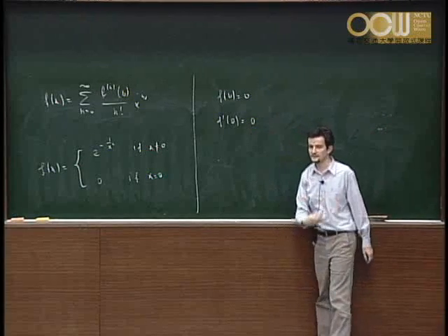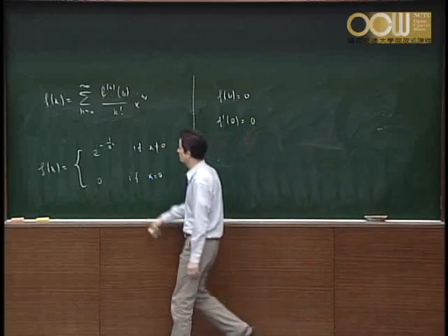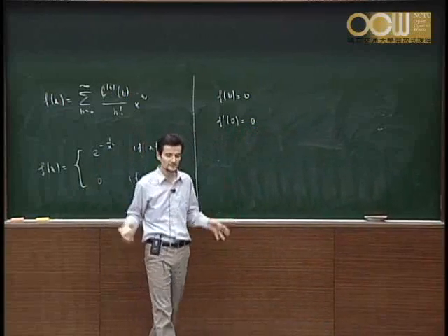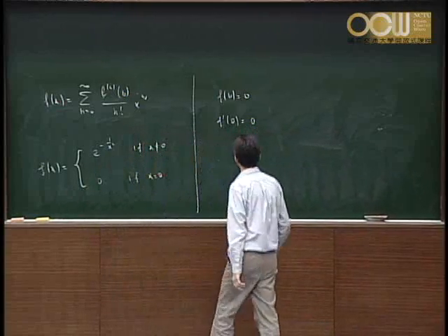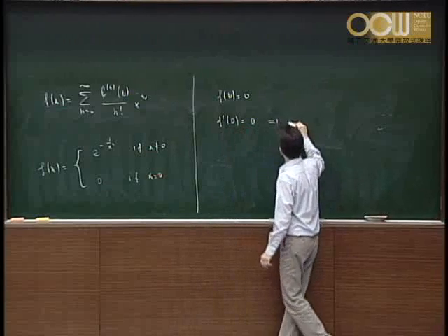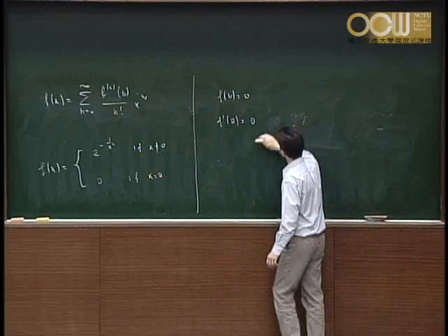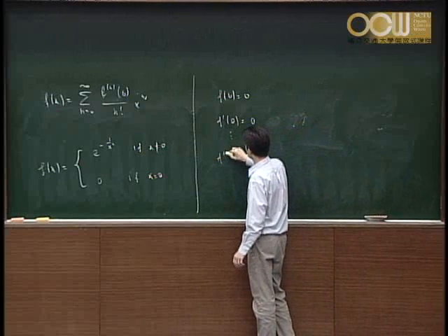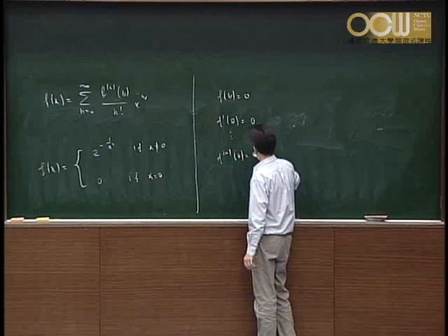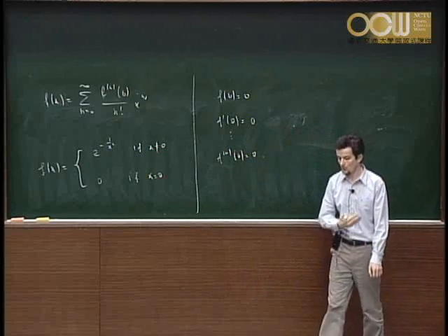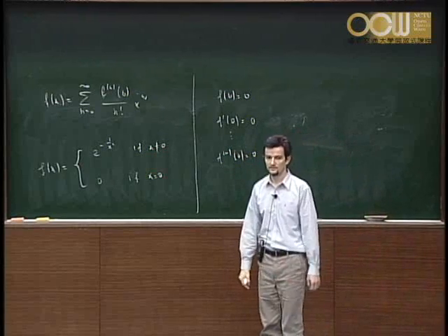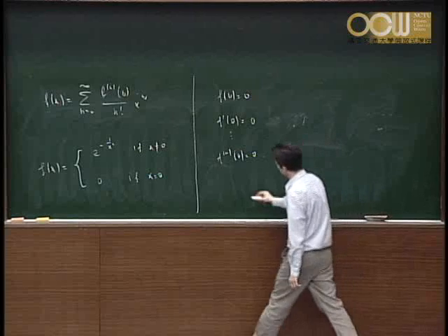And now you go on like this. Of course, it becomes rather complicated to compute higher derivatives. But it's not so complicated to show that all the derivatives are 0. So if you go on like this, you will see the nth derivative is equal to 0 as well. So all the derivatives are 0. Okay. So what is the Maclaurin series?